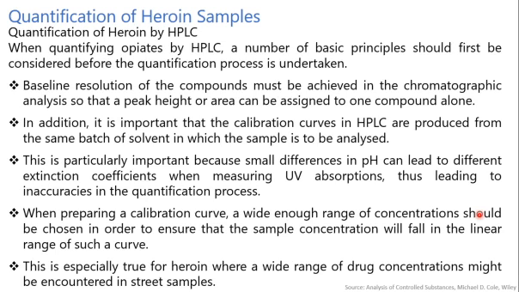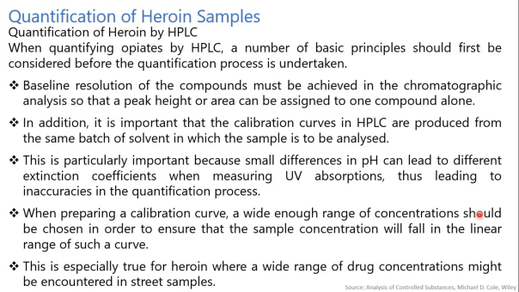So the first one, the quantification of the heroin sample. So the quantifying of opiates, quantification of the heroin by HPLC. When quantifying opiates by HPLC, a number of basic principles should first be considered before the quantification process is undertaken. Baseline resolution of the compounds must be achieved in the chromatographic analysis so that peak height or peak area can be assigned to one compound alone.